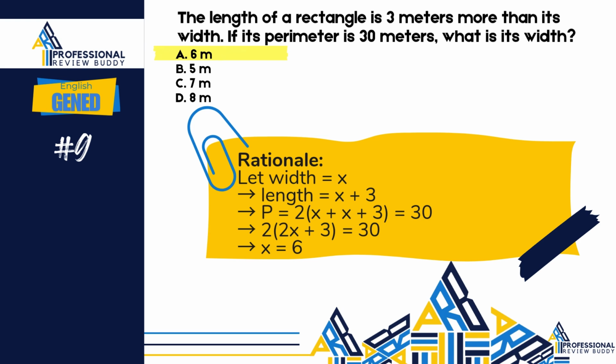The length of a rectangle is 3 meters more than its width. If its perimeter is 30 meters, what is its width? Let width = x, then length = x + 3, and P = 2(x + 3) = 30, so 2x + 3 = 30, therefore x = 6.